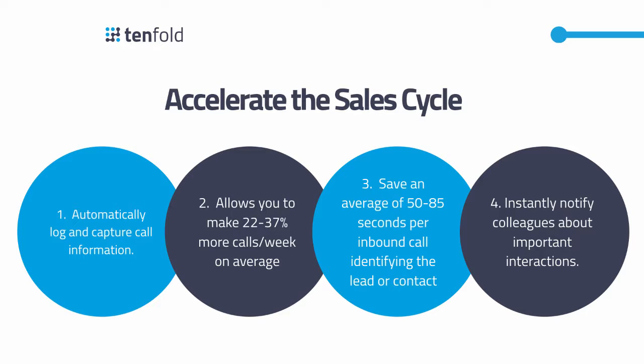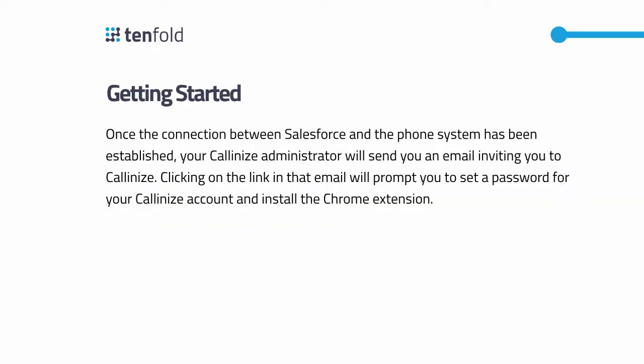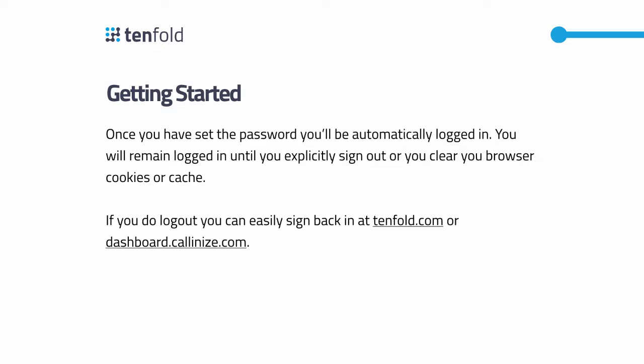Let's get started. Once the connection between Salesforce and the phone system has been established, your Colonize administrator will send you an email inviting you to Colonize. Clicking on the link in the email will prompt you to set a password for your Colonize account and to install the Chrome extension. Once you set your password, you'll be automatically logged in. You'll remain logged in until you explicitly sign out or you clear your browser cookies or cache. If you do log out, you can easily sign back in at tenfold.com or dashboard.colonize.com.